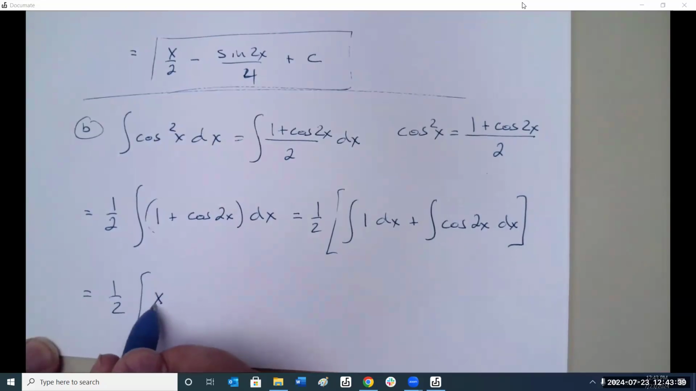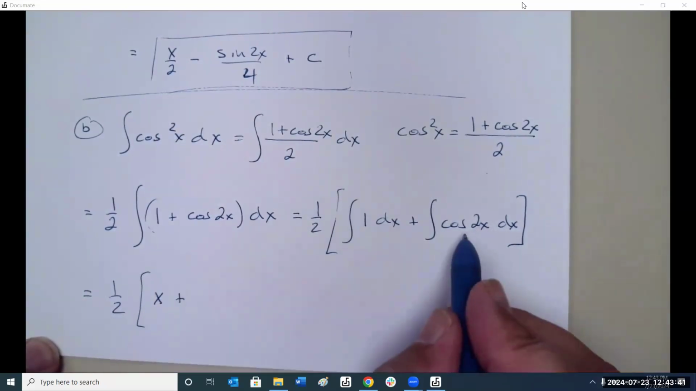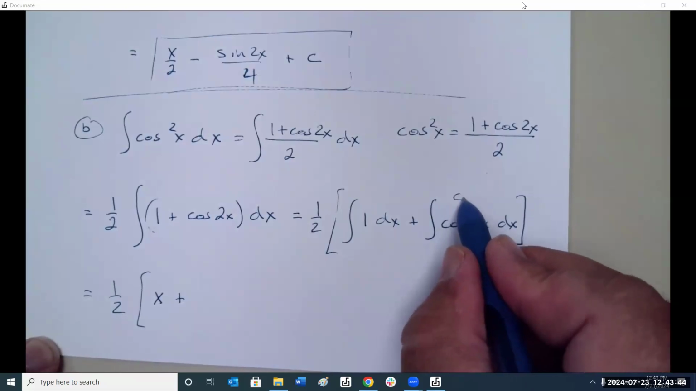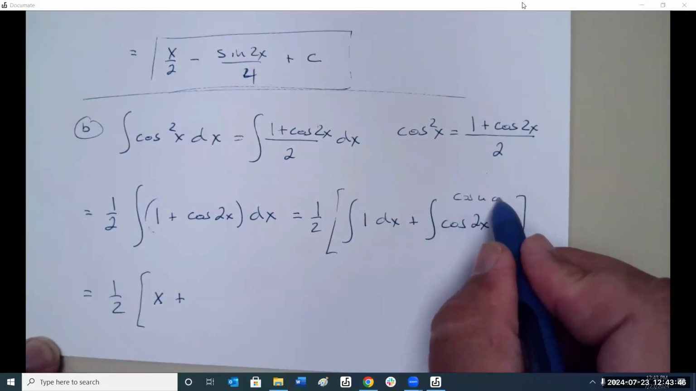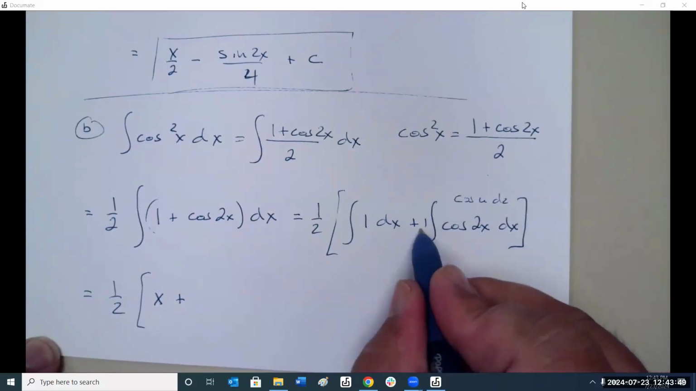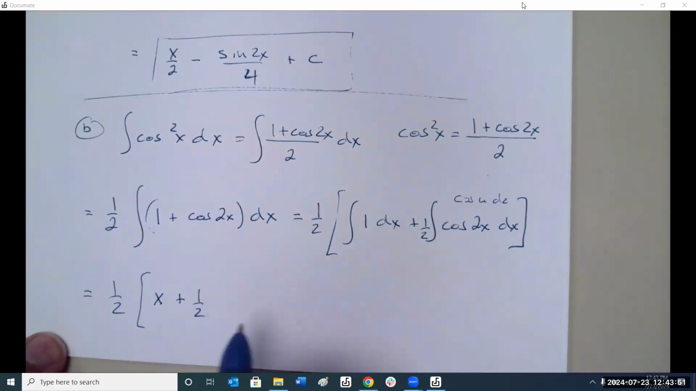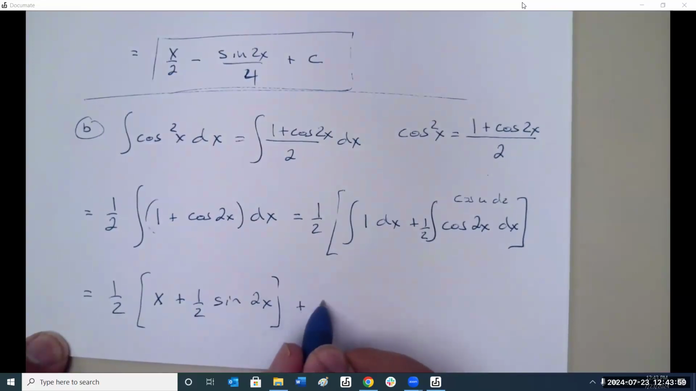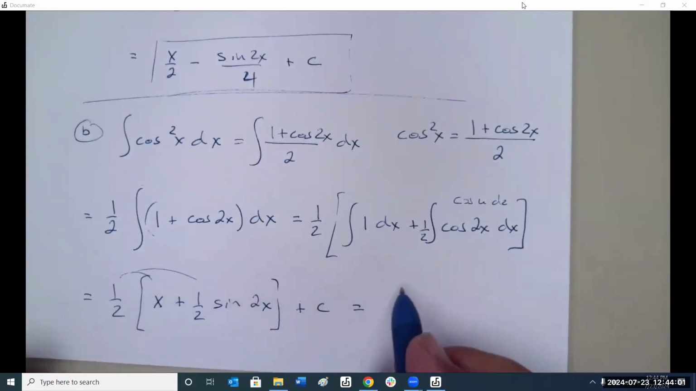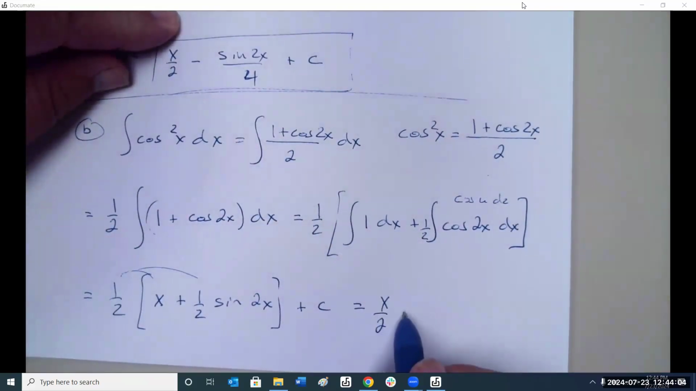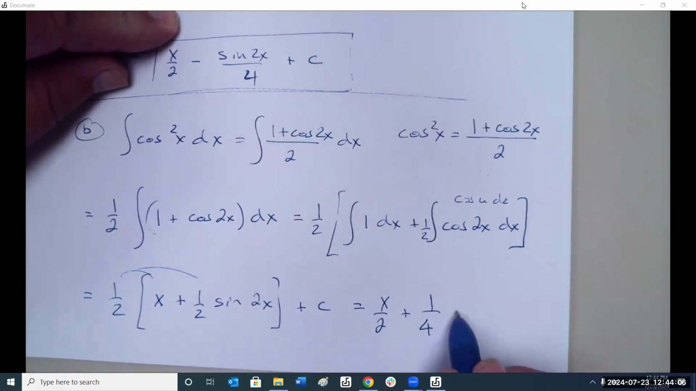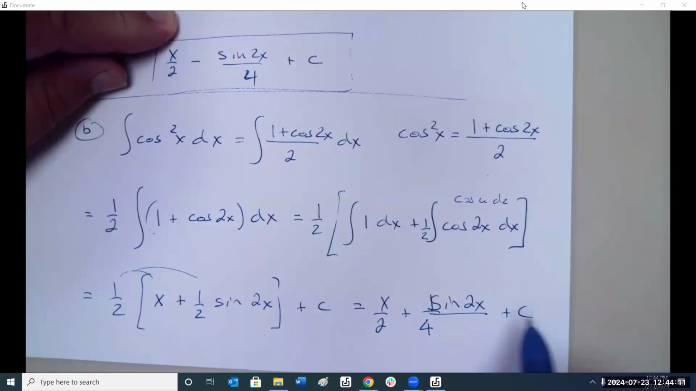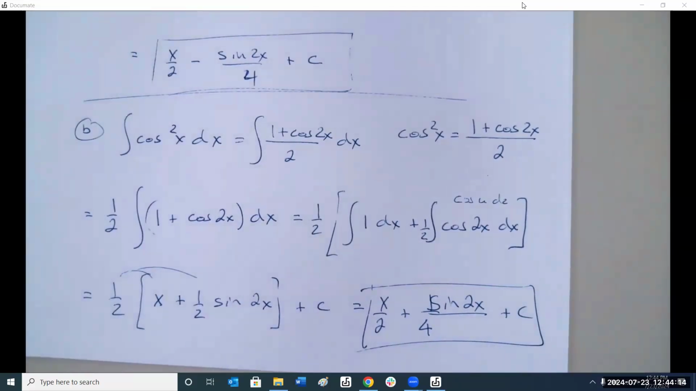Integral of 1 with respect to x is x. Cosine u, du is equal to 2. So I need a 1/2 in front of there. Integral of cosine is sine 2x plus c. Distribute. I get x over 2, plus 1 over 4 sine 2x plus c.